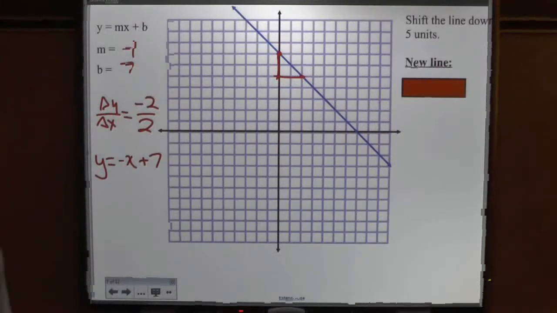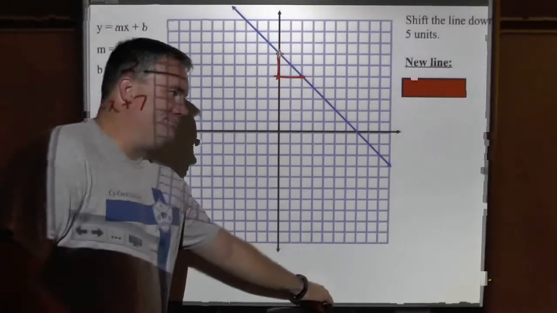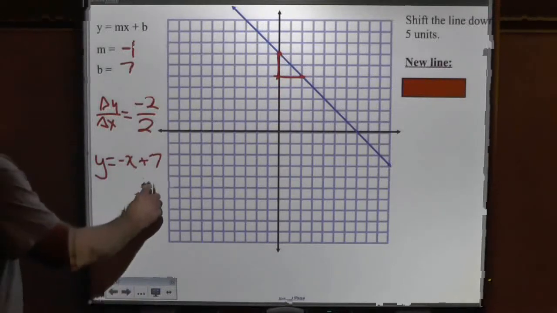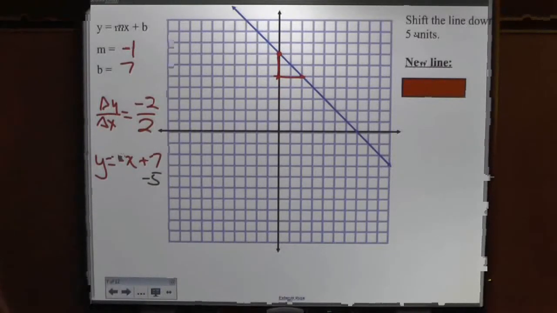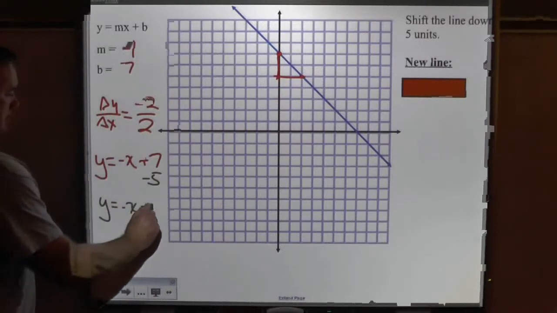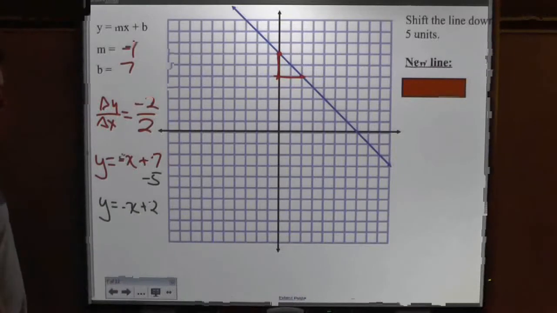What they ask you to do is to shift this line down 5 units. Well, not a big deal. At this point, to make it easier, when shifting down, you subtract. So just take 5 away from the y-intercept. So y is equal to -x plus 2.